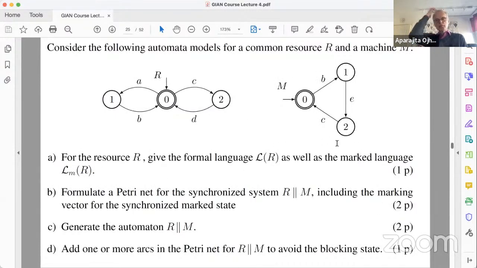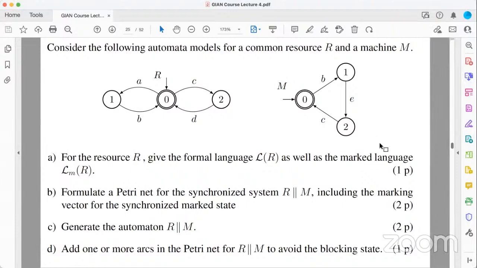Then another example. You have to interrupt me if you have more questions. So if not, I continue. Hello. Okay, no questions? Yes, it seems.